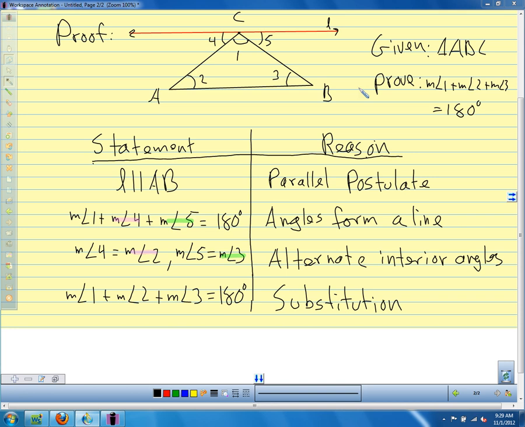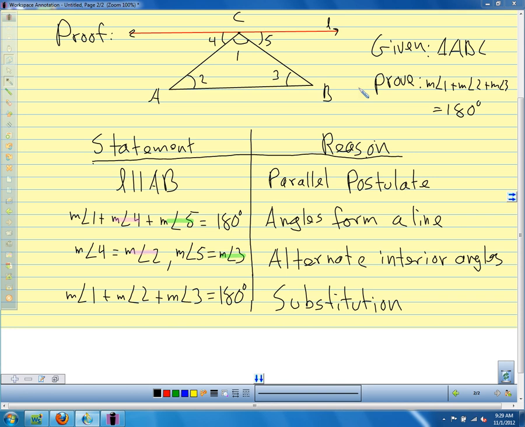Okay. Questions? All right. So I think it's pretty cool that we're able now to prove something that we've accepted as true for almost all of our lives. So to me, that's a pretty cool thing. It's nice to know why the things you believe are true are true.